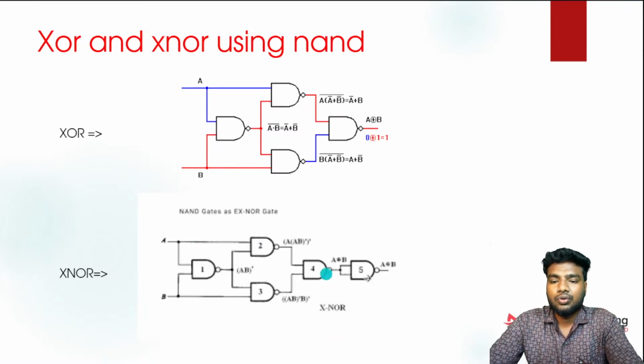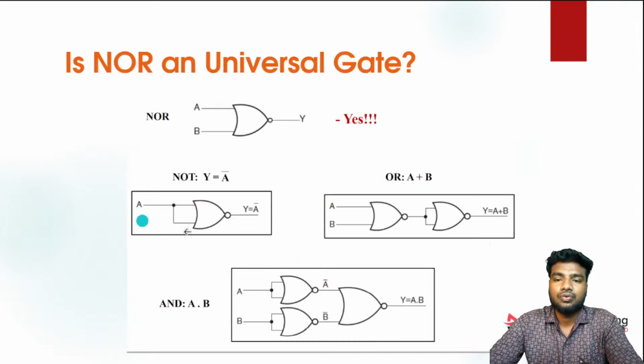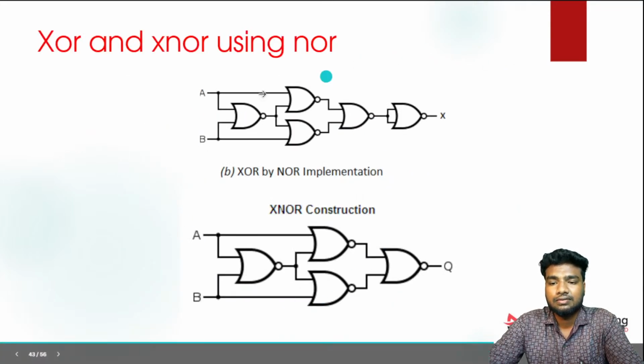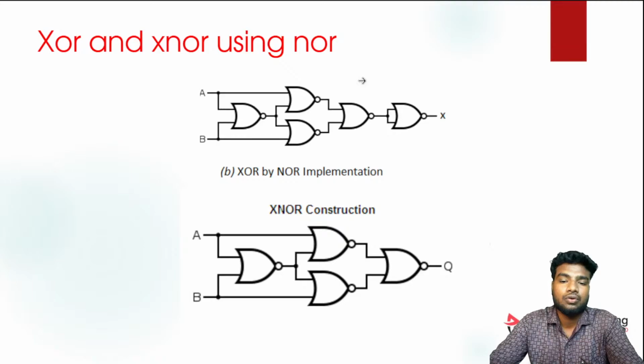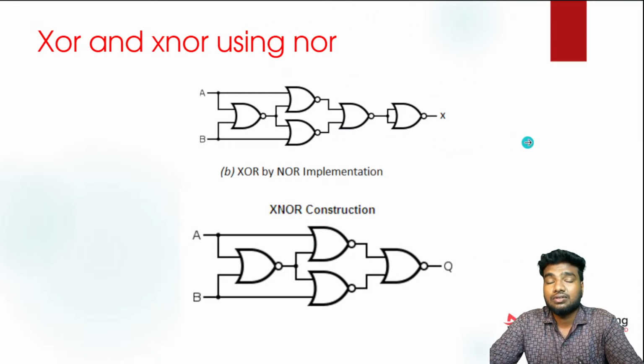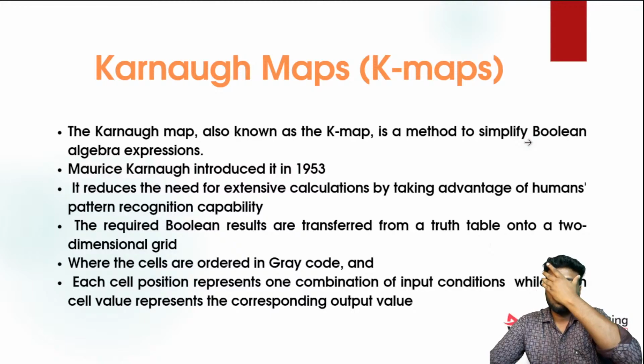These are the circuits you can try at home. NOR is also a universal gate. Same as NAND, we can build any logical gate by using the NOR gate like this. Just try these circuits at home, pass some stimulus inputs like a equals 0, b equals 1, and check that you are getting the correct XOR or XNOR output by using the NOR gate. So let's move to the K-map.